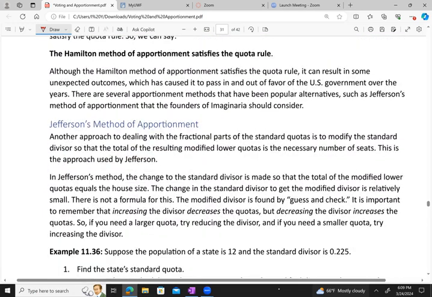Although the Hamilton method of apportionment satisfies the quota rule, it can result in some unexpected outcomes, which has caused it to pass in and out of favor of the U.S. government over the years. There are several apportionment methods that have been popular alternatives, such as Jefferson's method of apportionment, that the founders of Imaginaria should consider.